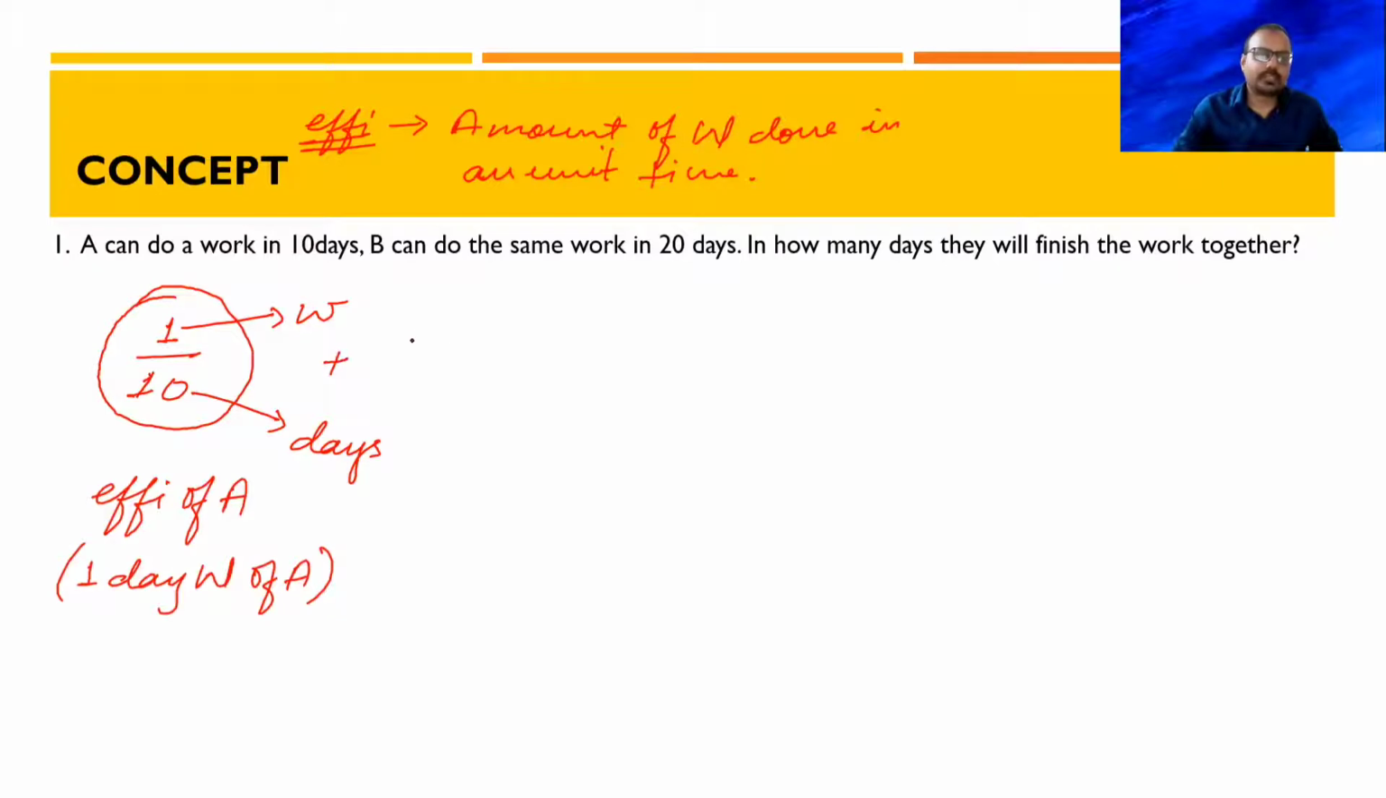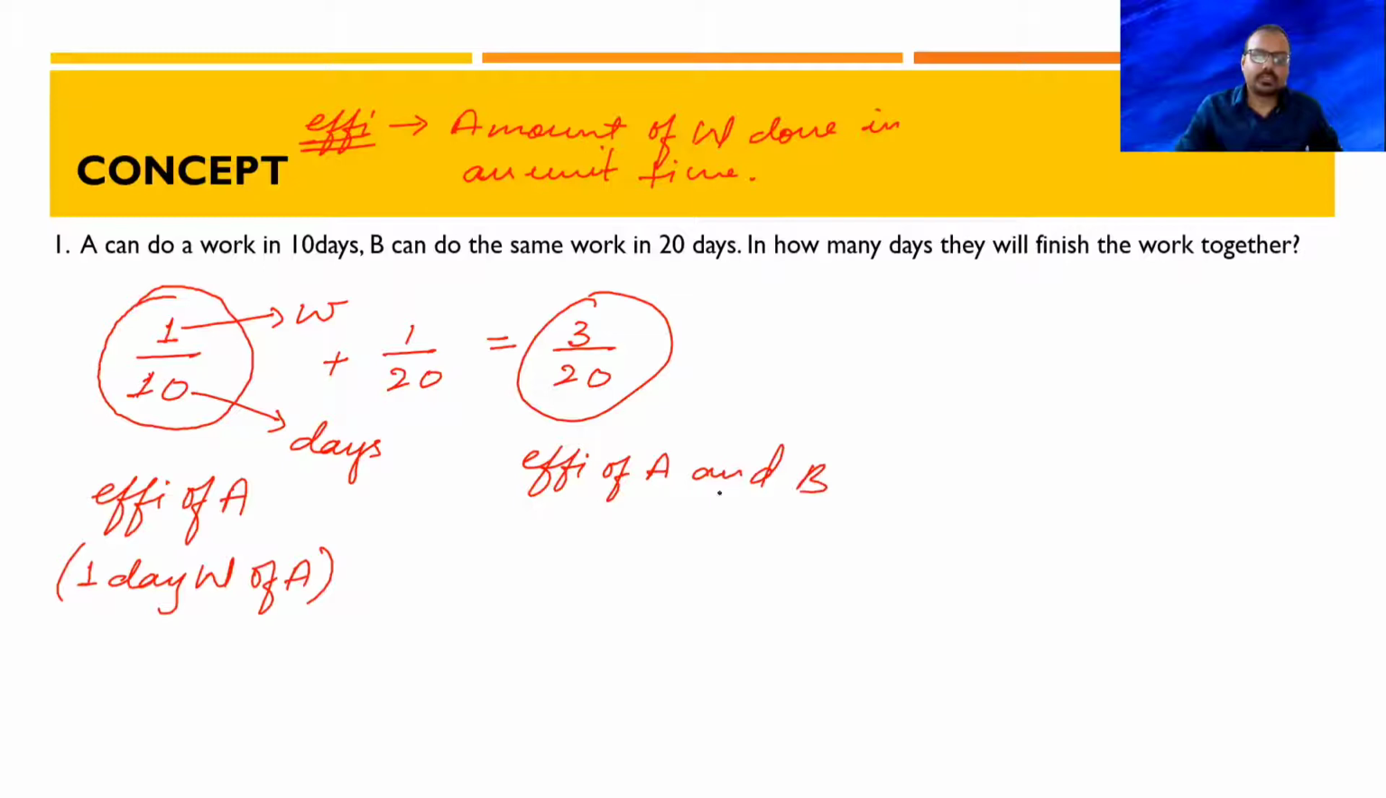What is the efficiency of B in that case? Efficiency of B is 1/20. We add this, we get 3/20. So once again, what is this 3/20? This 3/20 is nothing but the efficiency of A and B. Also, we can call it 1 day work of A and B. So this is also called 1 day work of A and B or efficiency of A and B.